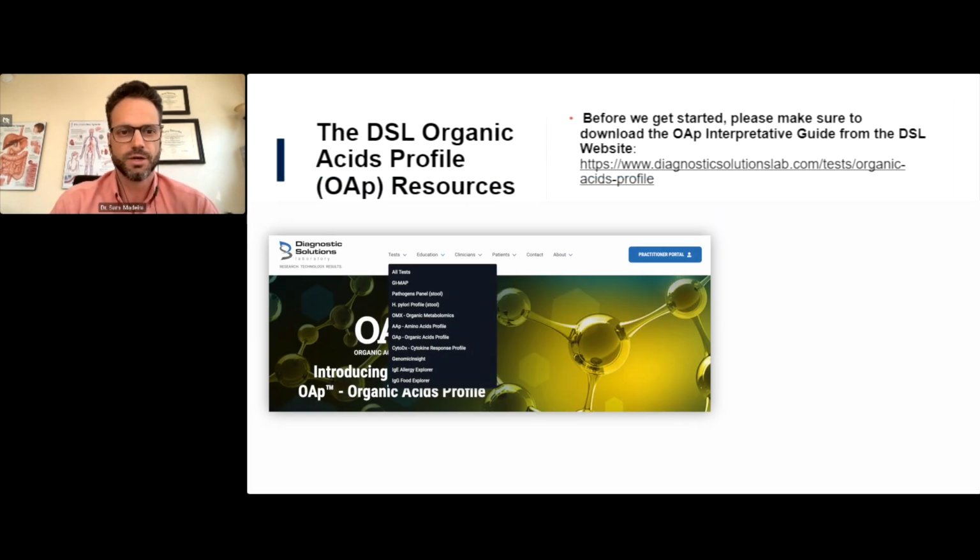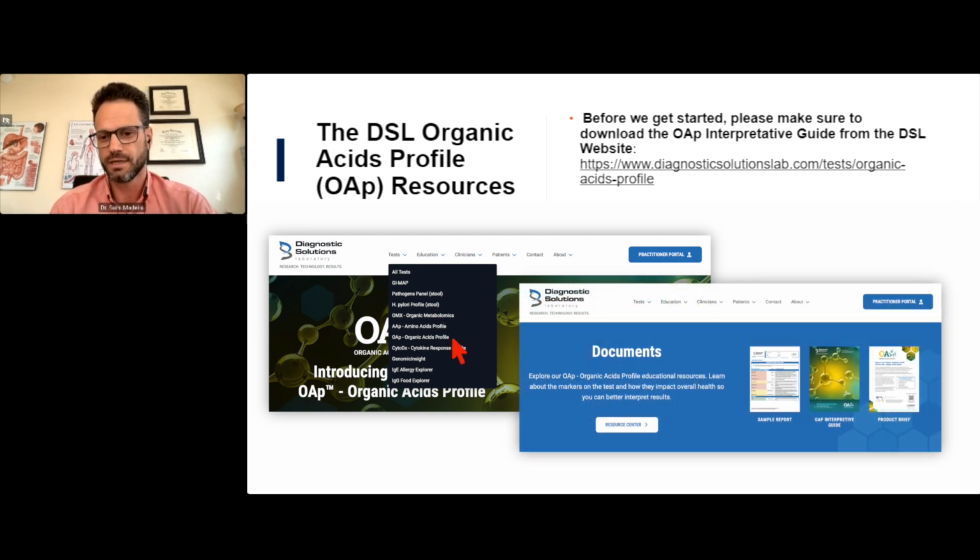There's a lot more to the test. So if you're wondering more about resources from the lab, please do go to diagnosticsolutionsLab.com. Then click on the navigation bar for tests, and go right to organic acid profile. And then we have an interpretive guide here in the middle. It's a PDF download, a 44-page, awesome and new and improved interpretive guide, a sample report, and then a product brief there. So those are all PDFs, easy to search. And then you can use those when you order the test.